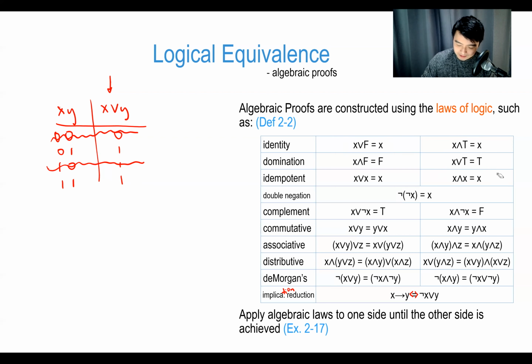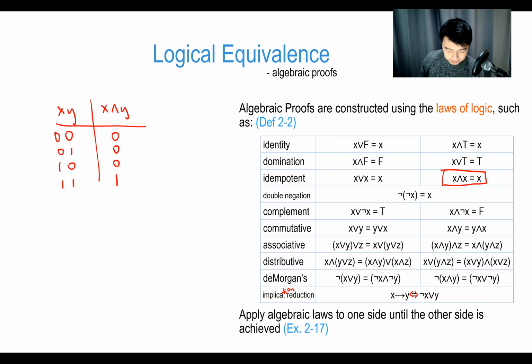On the other hand, if we take a look at the AND operations, let's go to the AND definition. If we have X and Y, the AND operation goes like this: 0, 0, 0, 1. Again, the definition of AND is both inputs have to be equal to 1, and then the output is equal to 1. Otherwise, it's equal to 0.